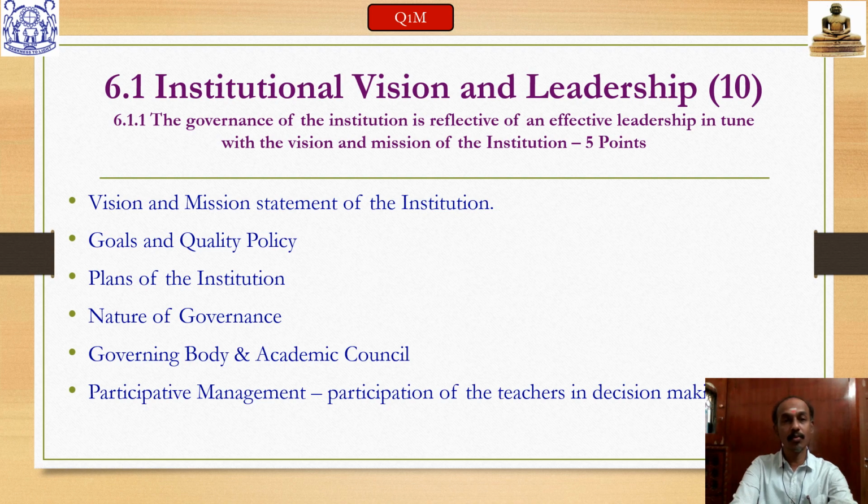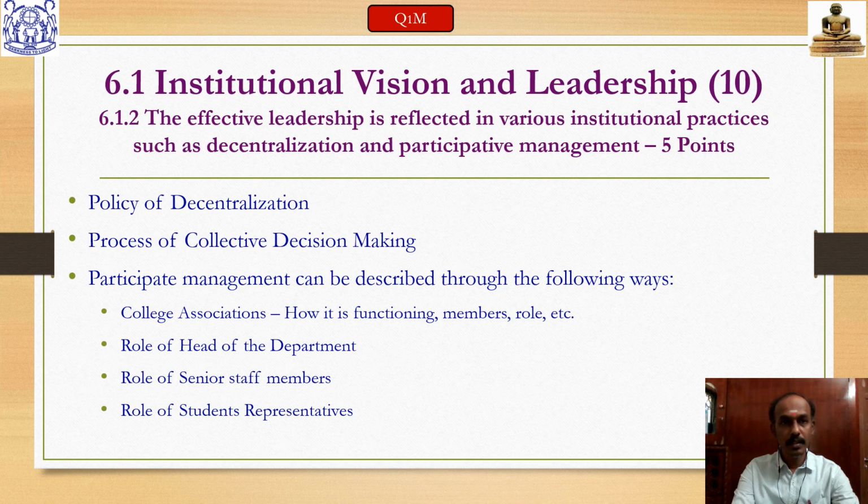You have to display the vision and mission statement of the institution, what kind of leadership style is followed by the institution, and the nature of governance, like governing body and academic council, and also participative management, how far the teachers can participate in decision making. All such things have to be written in 500 words. So 6.1.2, the effective leadership is reflected in various institutional practices such as decentralization and participative management.